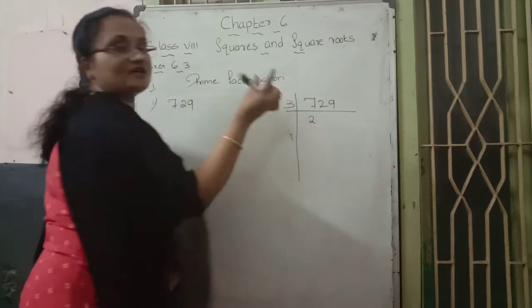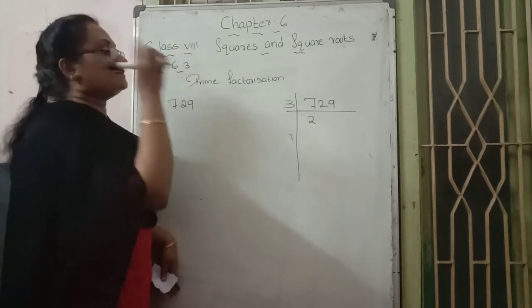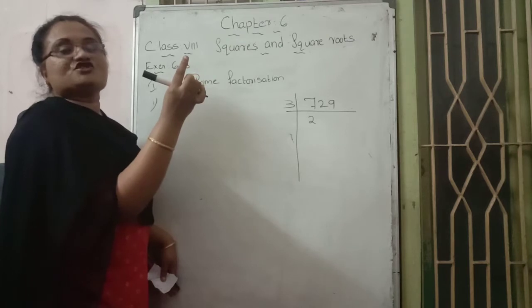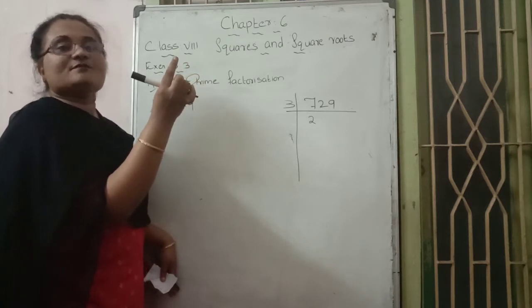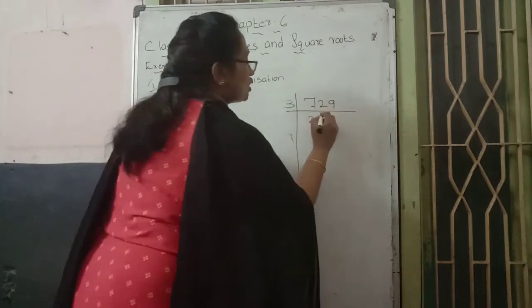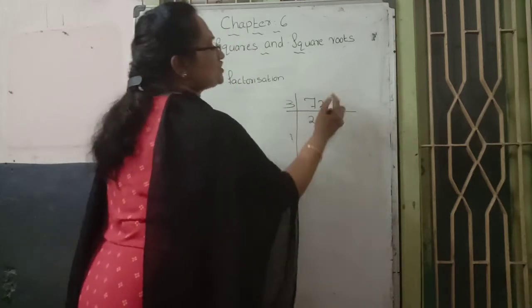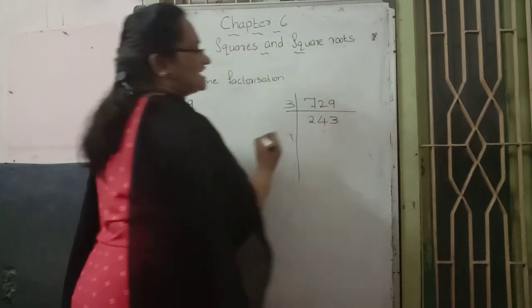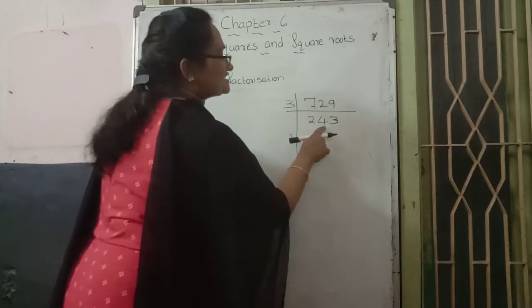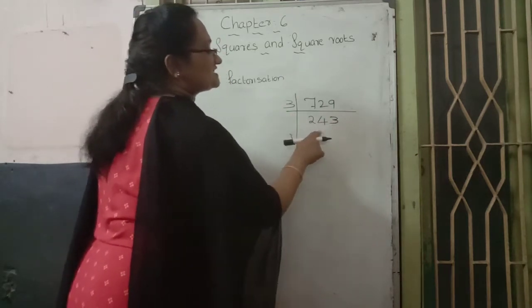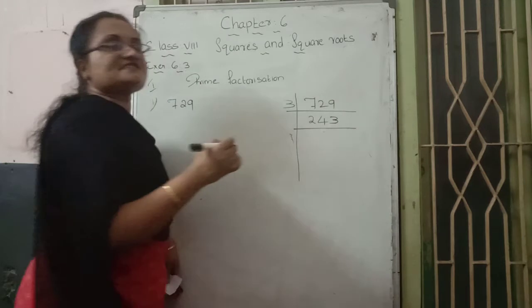Bring down the next digit, so 1 and 2 joined make 12. The 3 table for 12 gives 4 times. Again the next digit is 9, so the 3 table for 9 gives 3 times. The quotient is 243. Again, 2 plus 4 is 6, and 6 plus 3 is 9. So 9 is a multiple of 3.